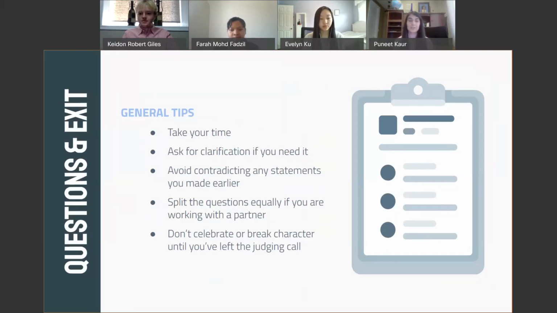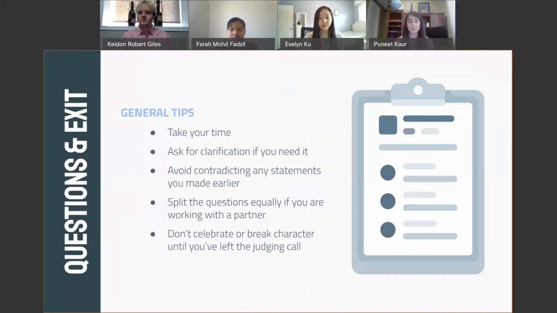And the other thing is avoid any contradicting statements you might have made earlier. So throughout your case, you're talking about a variety of things. And if the judge asks you a question and you're answering it directly, saying something against what you said earlier, that makes it look as if you changed your mind and you're not as well prepared as the judge thought you were. So that might help lower your overall impression scores, and we don't want to do that.